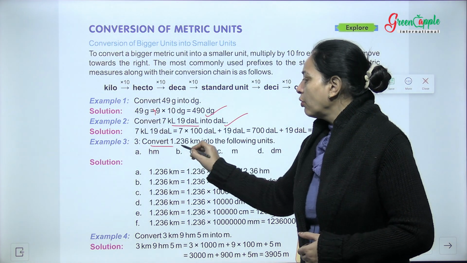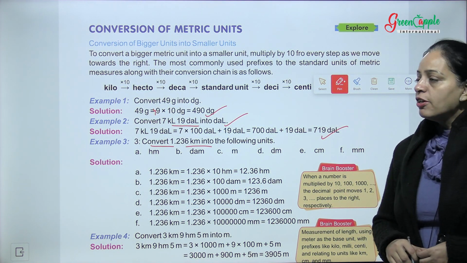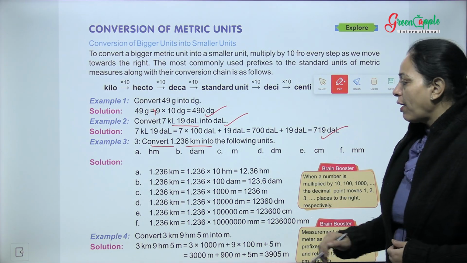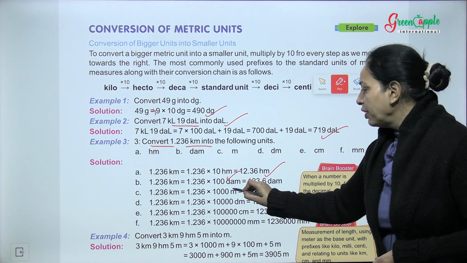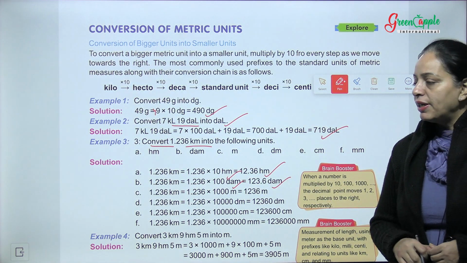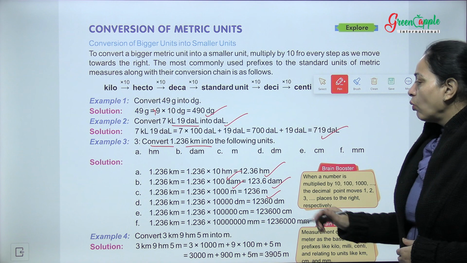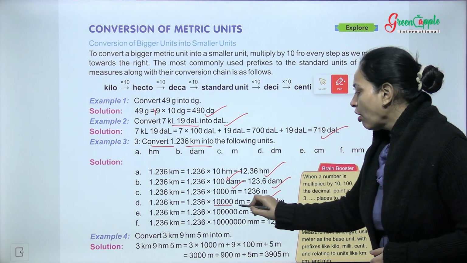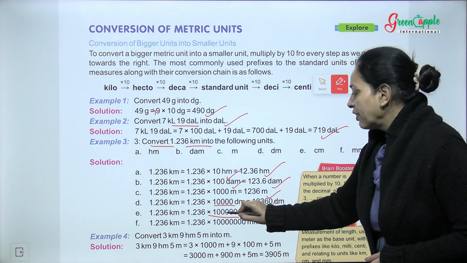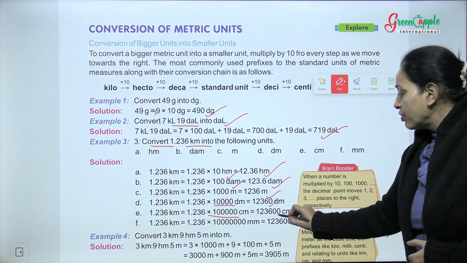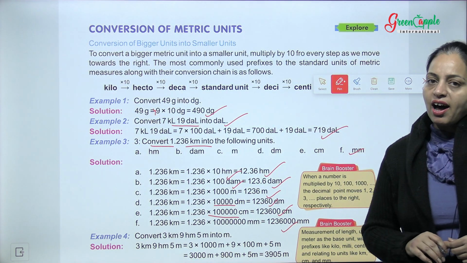Now example 3, convert 1.236 kilometer into the following units, like first hectometer. तो किलोमीटर से हेक्टोमीटर में जाना है तो multiply by 10. So this is the answer. Then decameter, so multiply by 100. This is the answer. Then meter, multiply by 1000. So answer is 1236. Now decimeter, so multiply by 10,000. This is the value. Now centimeter, multiply by 100,000, one lakh. This is the value. And then millimeter, so increase one more zero. This is the answer.